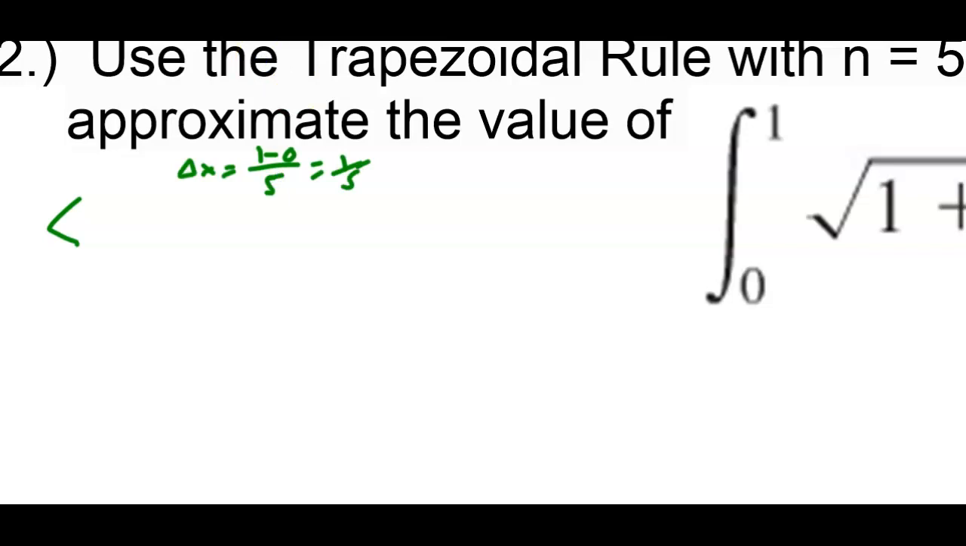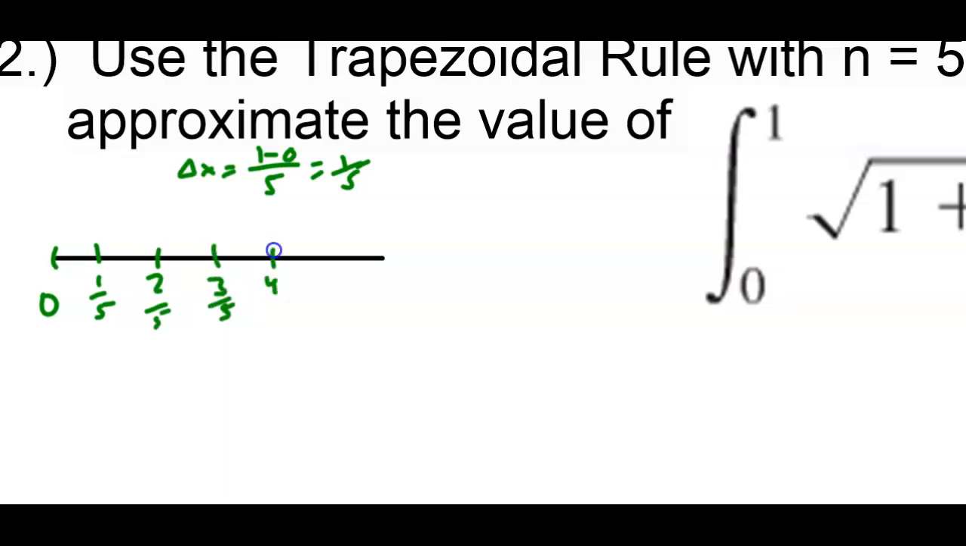So when I do my number line here, I start at 0. I'm going to count by fifths. So 1/5, 2/5, 3/5, 4/5, and 1. And then of course you graph it and sketch it. Okay.